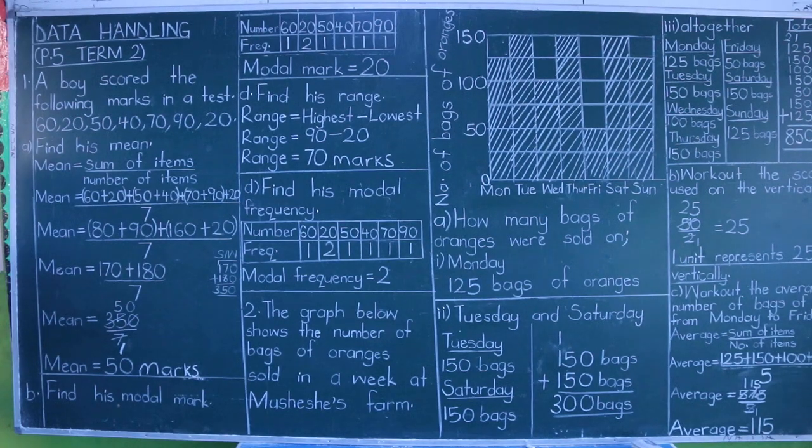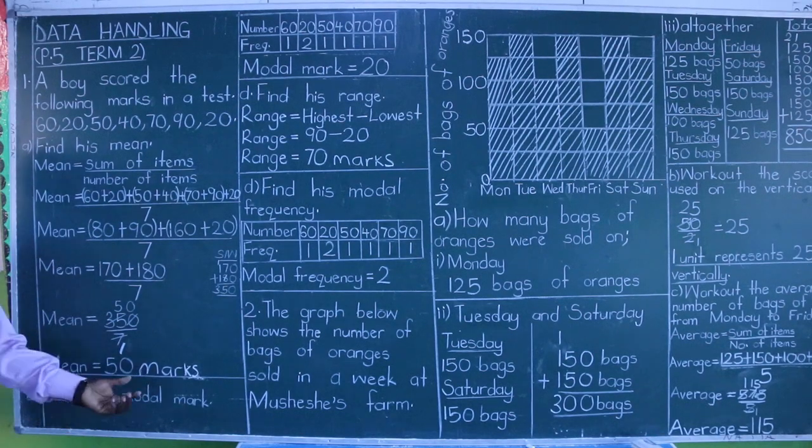It should be noted that when the question has the word marks or mark, we don't put the word marks or any unit here. For example, if a question was to read, find his mean mark, you would say his mean mark is 50. Don't put marks. Whereas here, find the mean, then bring back the unit. The mean is 50 marks. That's how we answer.